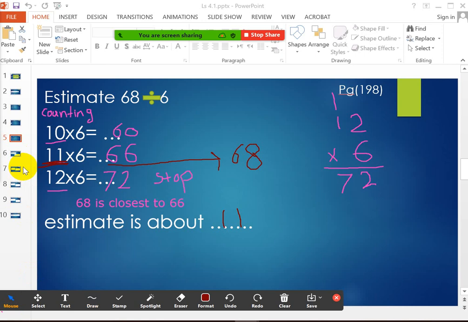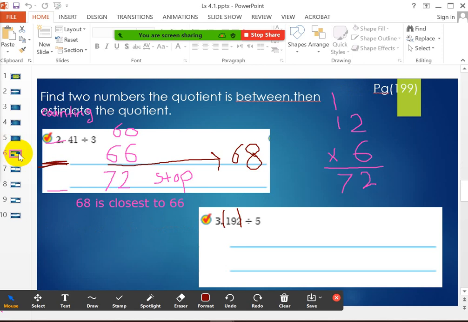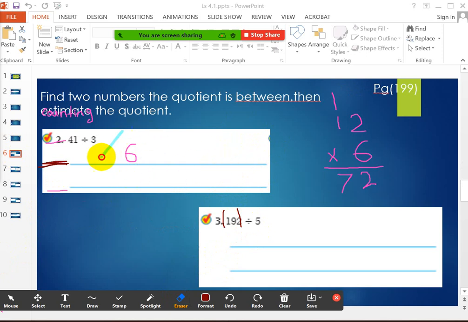Okay, Kenzie, we will do more exercises now. So focus with me on how we will estimate the quotient. Okay, thank you, girls. Now let's move to page 199 and we will do the first exercise. Okay, I will erase those.